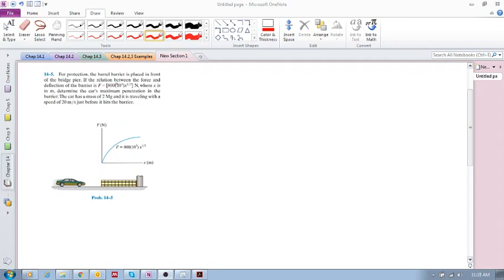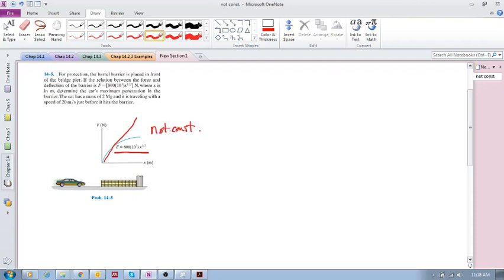If the relation between the force and the deflection of the barrier is given by this, F equals 800 times 10 to the 3, x to the half. So this is the spring force, in a sense. It's a kind of a spring force. What you notice is that it's not linear. We're used to a spring force that looks linear. So this is a non-linear force, which means that it's not constant.